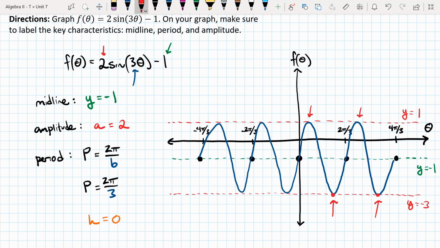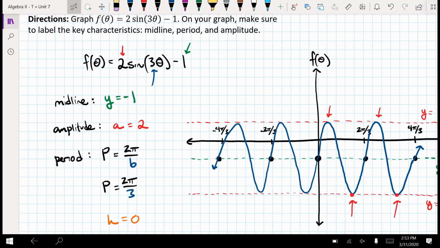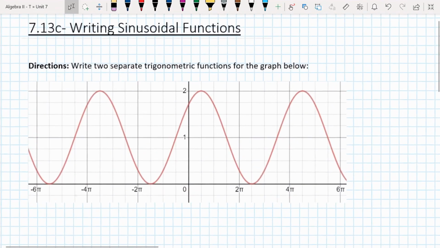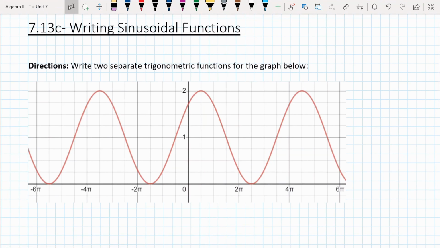Okay, now let's do the opposite. So instead of going from the function to the graph, we're going to go from the graph to the function. So this right here is our final answer. And then just recognize that it actually will keep going here. It will continue to the left and the right to negative infinity and infinity. All right, now let's actually write what the sine function or cosine function is for this one. So this will probably be the hardest question in the video.